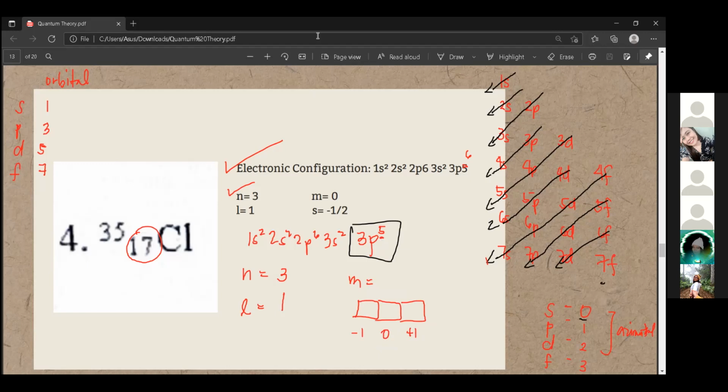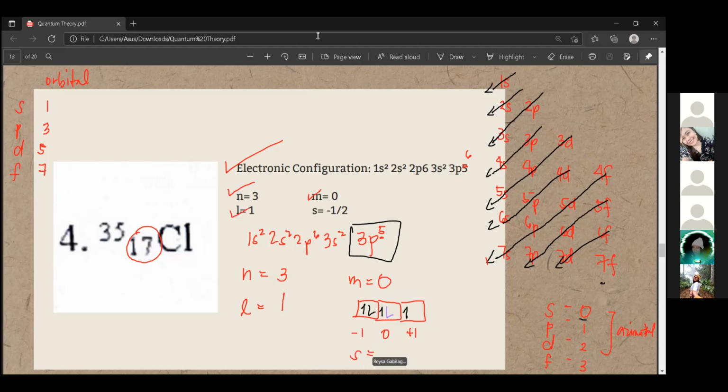So again, one at a time before pairing. So 1, 2, 3, 4, and the last one will be written here as the 5th. The 5th electron will be on the 0. So the magnetic quantum number is 0. So this is correct also.